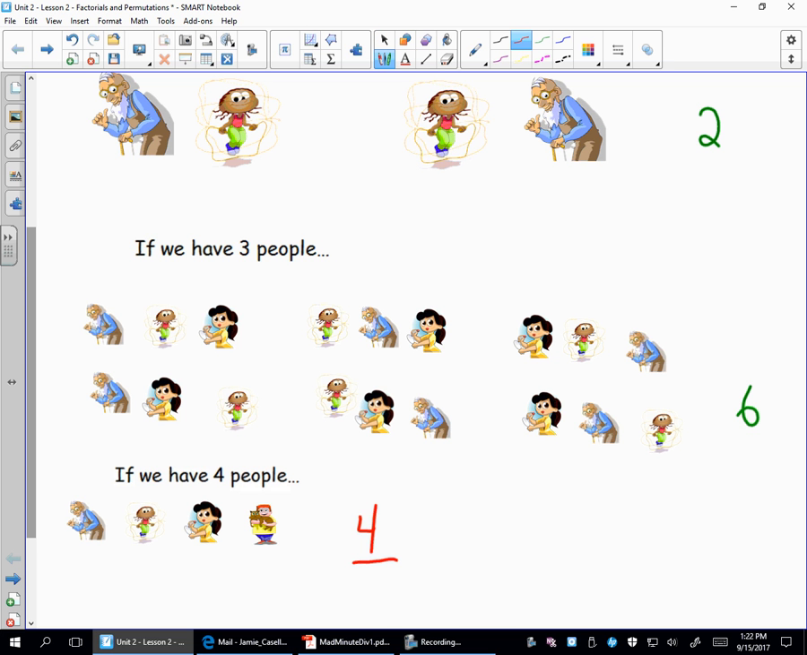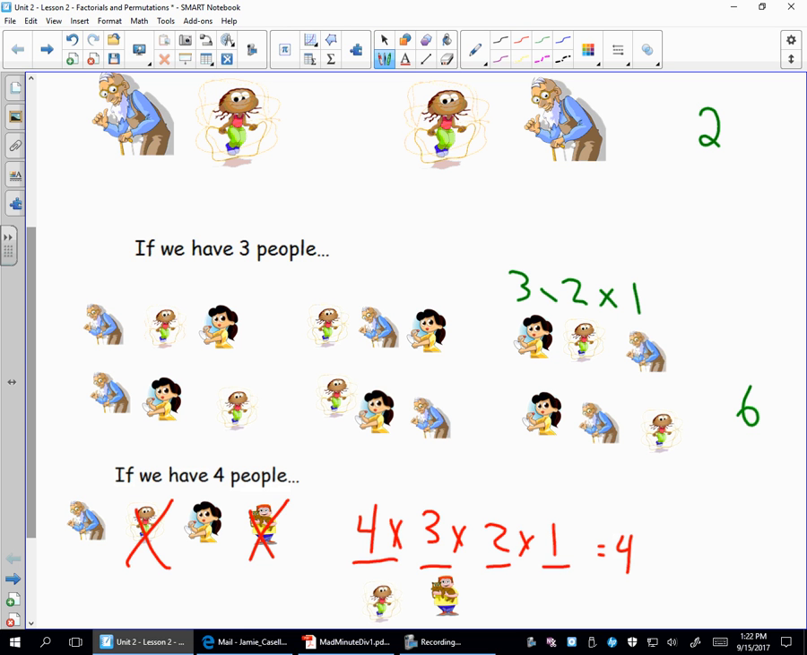Once I use up a person, let's pretend this little girl went first, well, now she's gone. She's not over here anymore. I've got 3 people to choose from. Again, I can pick somebody and they go in that spot. Once they're gone, they're used up. I've got 2 people and then 1 person. And because I have to do the first person and the second and the third and the fourth, I need to multiply. If we go back for a second to the 2 previous ones, really this was 3 choices and then 2 choices and then 1 choice. And back one more stage, it was 2 choices and 1 choice.